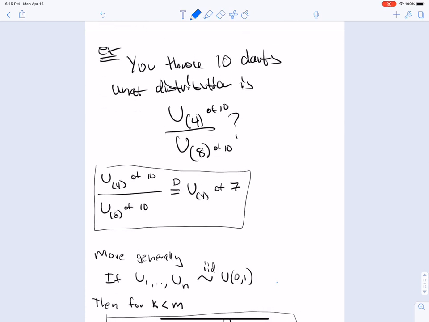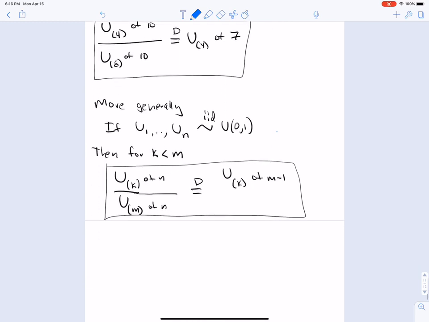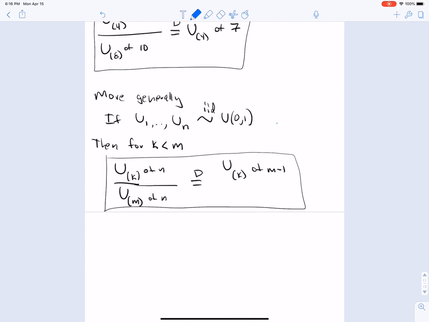Just to check you understand, if you throw 10 darts, what's the distribution of U4 of 10 divided by U8 of 10? It would be U4 of 7, right? Because you're making the 8th dart 1, there are 7 darts before it, and you're looking for the distribution of the 4th. More generally, if you throw down n darts and k is less than m, then the distribution of U, the kth order statistic of n, divided by the mth order statistic of n, will be equal in distribution to the kth order statistic of m minus 1.